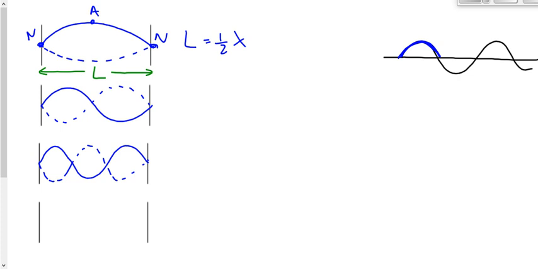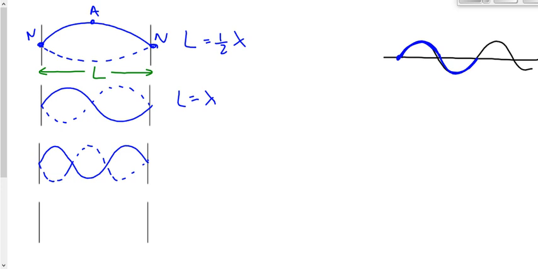Let's look at the next one. The second one there, you can see the wave starts here, goes all the way to here. How much of a wave is that? Jacob? Yeah, that's a full wave. So we're going to say that L, the length of the wave, is equal to 1 complete wavelength, lambda.